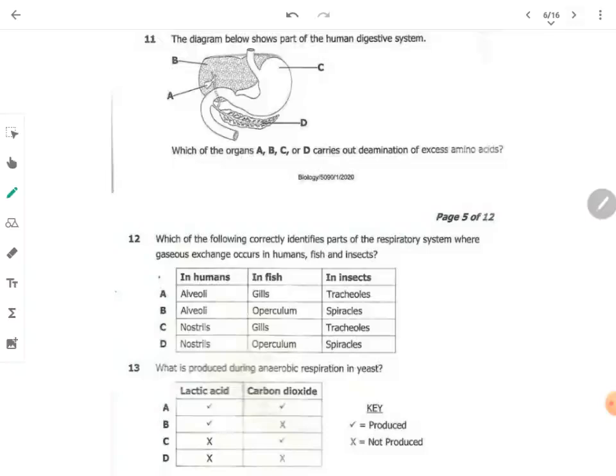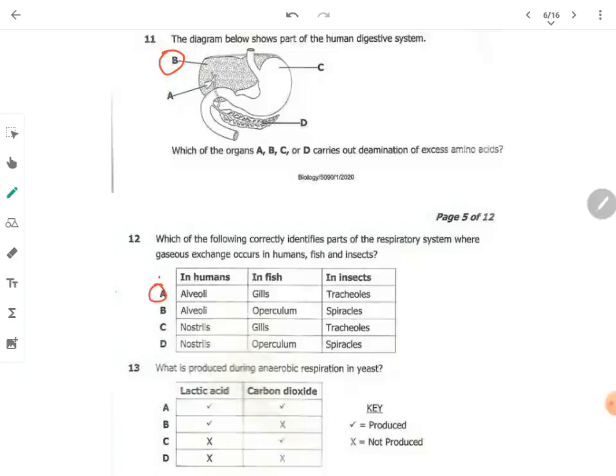The diagram shows part of the human digestive system. Which of the organs, A, B, C, or D, carries out deamination of excess amino acids? The answer is B, the liver. Which of the following correctly identifies part of the respiratory system where gaseous exchange occurs in human, fish, and insects? So in humans, where does gaseous exchange take place? It's in the alveoli. In fish, it's in the gills, while in insects, it's in the flagellum. The answer there is A.